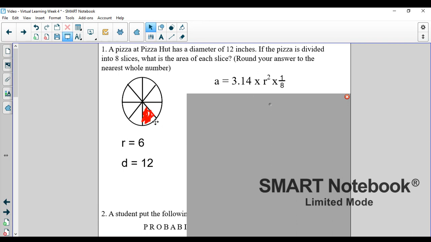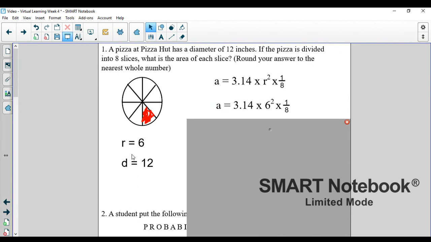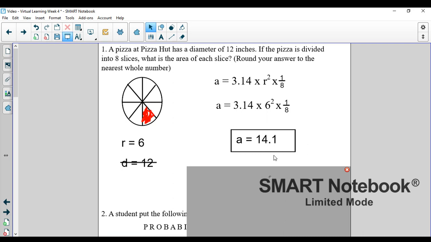But since I just want one of the 8 pieces from the pizza, I'm going to also multiply my area times 1/8. So again, I listed my radius and my diameter. I'm not using my diameter because my formula uses the radius. So pi, or 3.14, times 6 to the second power times 1/8 would mean that the area of one slice of pizza would be approximately 14.1 inches.